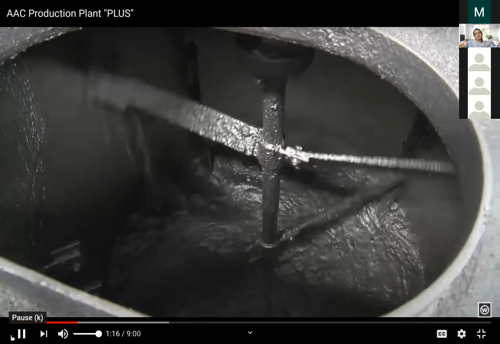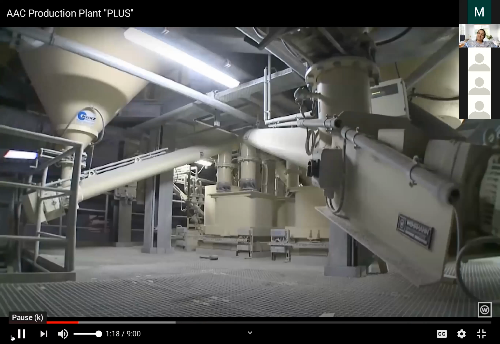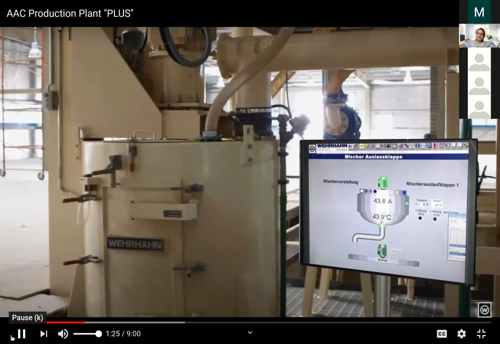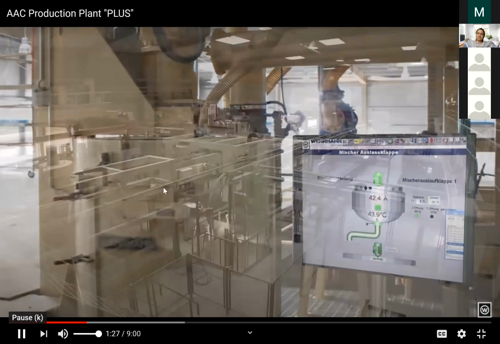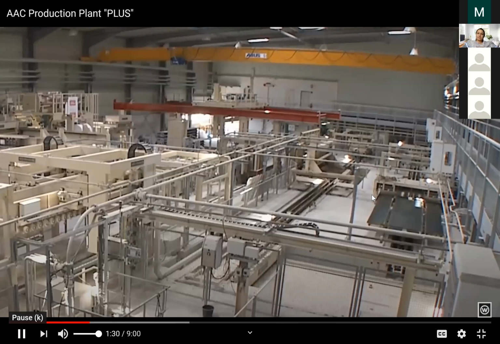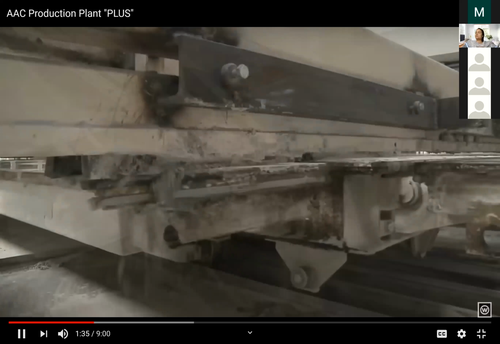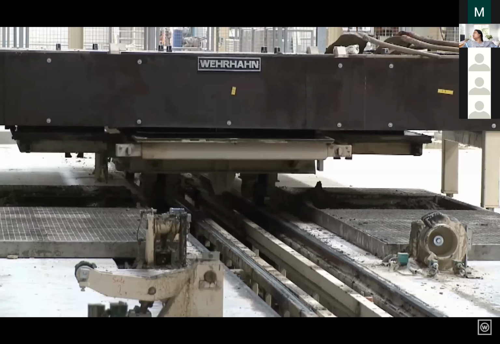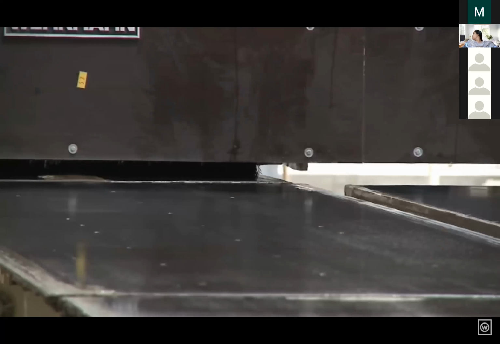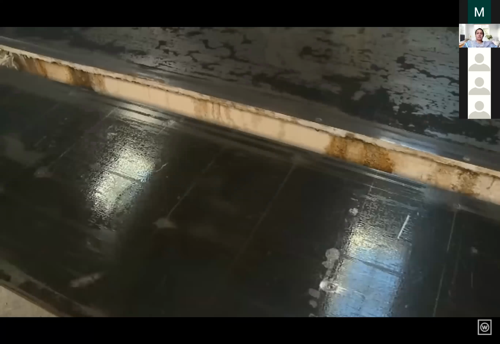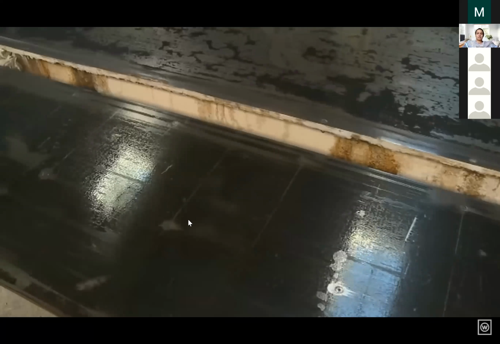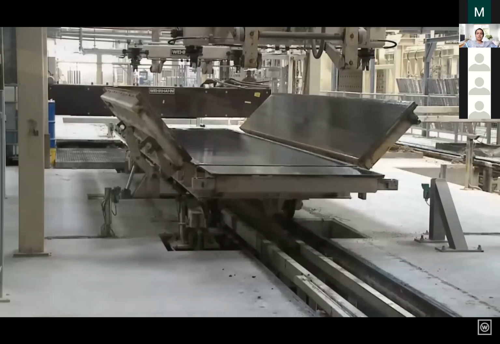Wehrhahn's dosing and mixing system has specially been designed for the production of AAC. The mold can easily be cleaned and oiled because of the four side walls which can be opened, a significant advantage of the Wehrhahn plant design. The molds are automatically closed and locked.